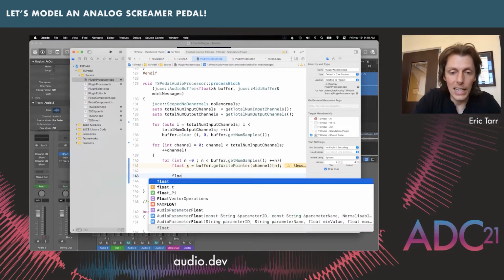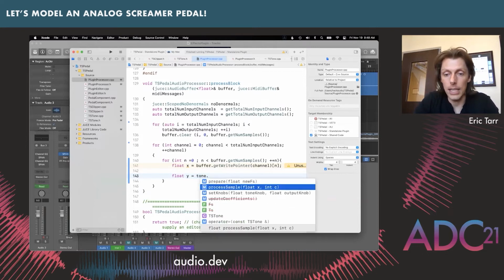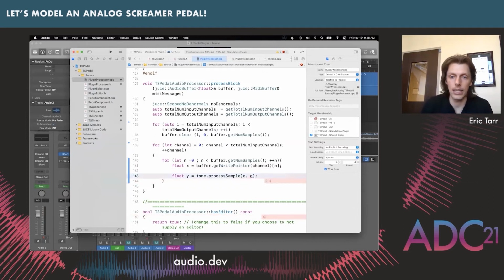So we could have float y here is tone.processSample, and we pass in the x, and we pass in the channel number, and that will do a step of processing for us to use. Oops, I need to call that channel.